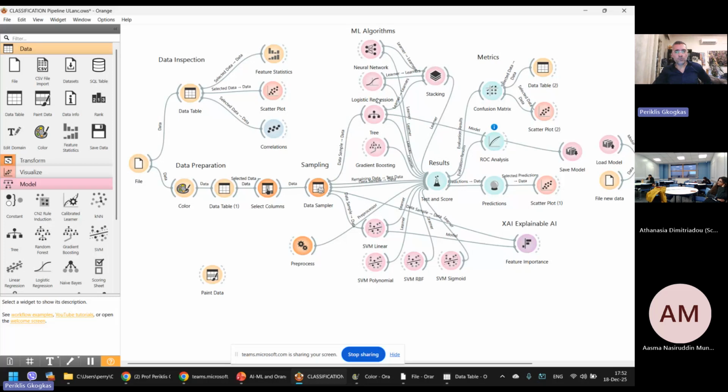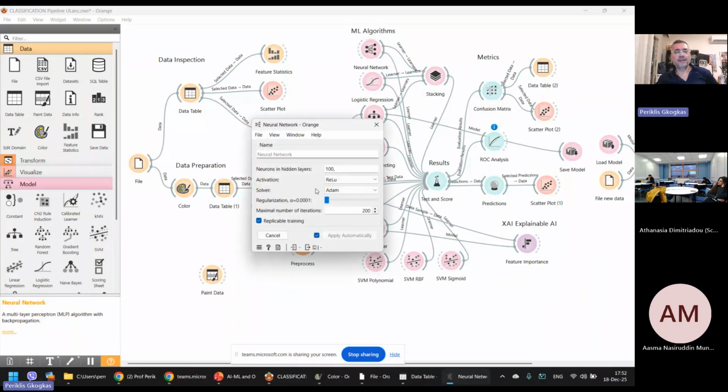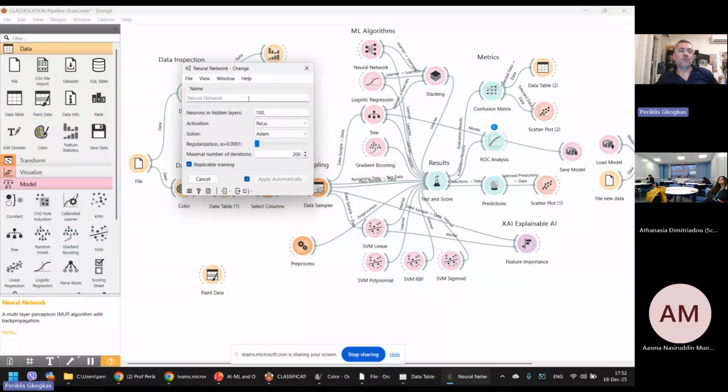If you now, for each one of these models, double click this, the neural network, you get this. So here you get some parameters of this specific model. The parameters are the neurons in the hidden layers.